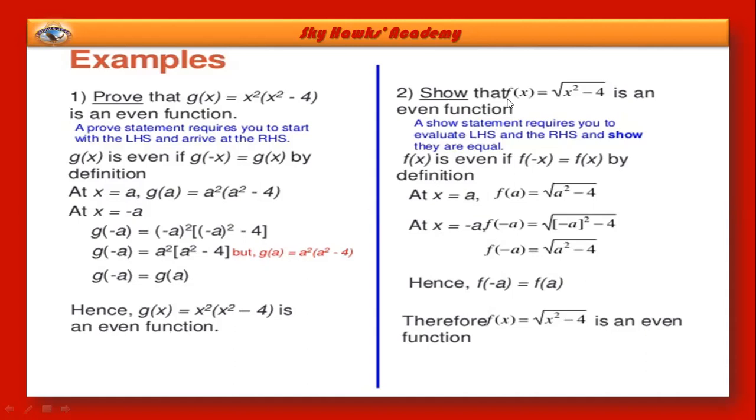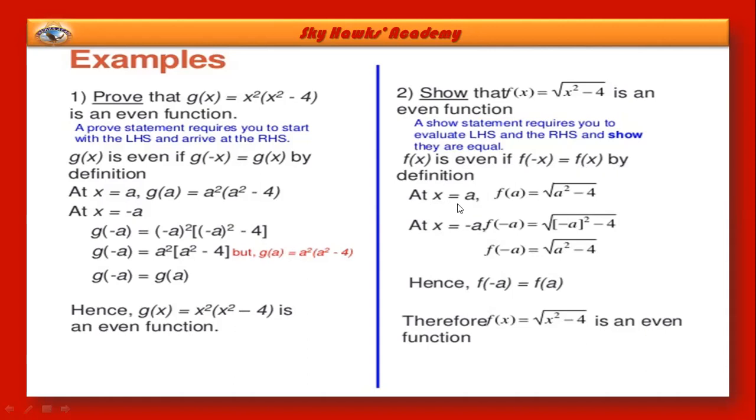Now let's see this one. Please read this example 2. Show that f of x is equal to the square root of x squared minus 4 is an even function. A show statement requires that you evaluate LHS and the RHS and show that they are equal. F of x is even if f of negative x is equal to f of x by definition.